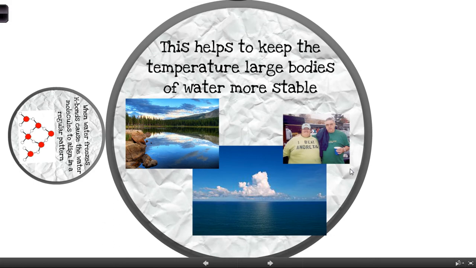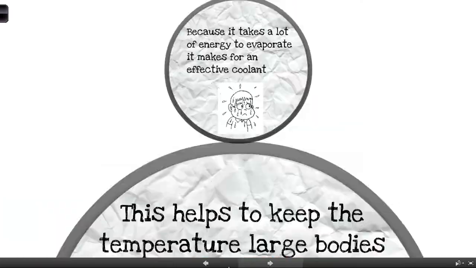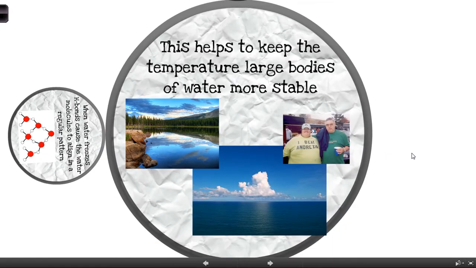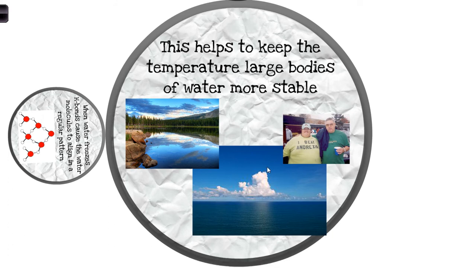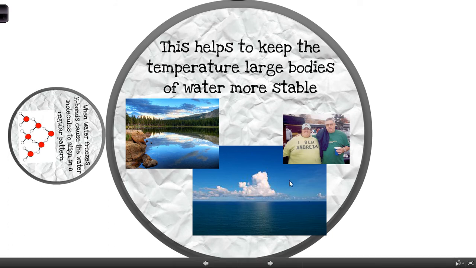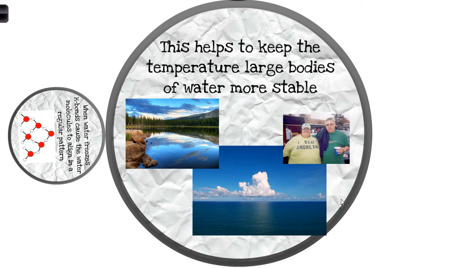So, why is this so important? Basically, this helps to keep the temperature of large bodies of water more stable. Large bodies of water, like lakes or oceans, have a much more stable temperature because it takes more energy than it would otherwise to change the temperature or to get that water to evaporate. So that water is less likely to evaporate, or it takes a higher temperature, which means it stays liquid at room temperature.